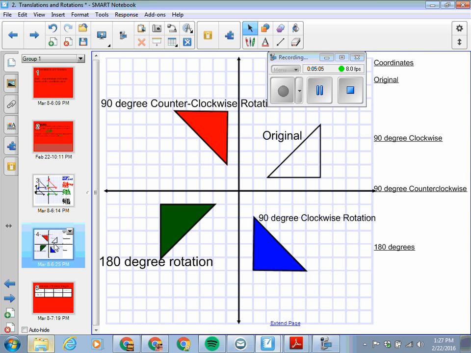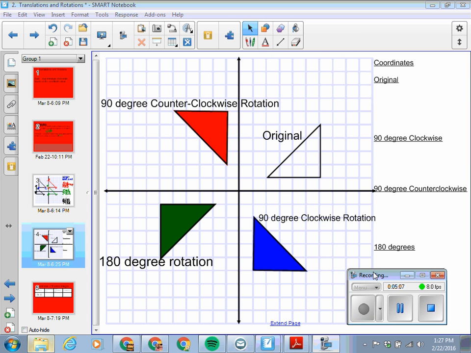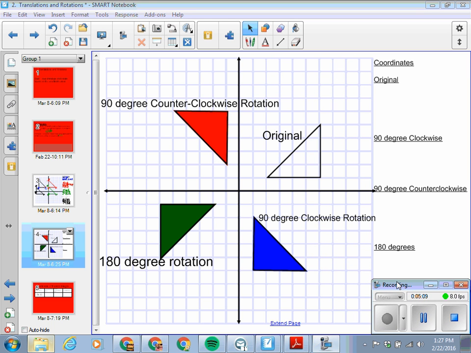Rotation, a little bit trickier now. Okay, we'll make sense of this on the next slide. But we're going to see here how it works. So we have our original point again. So I'm going to go ahead and label the points. We're going to call this A, this B, and this C. So we're going to name those points right now.